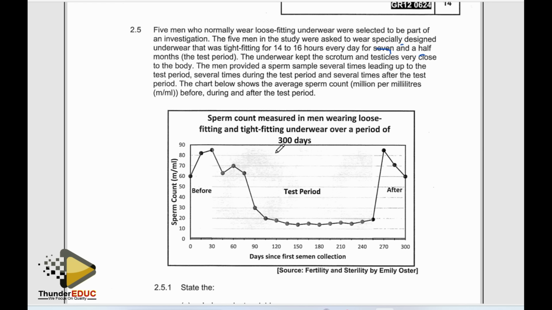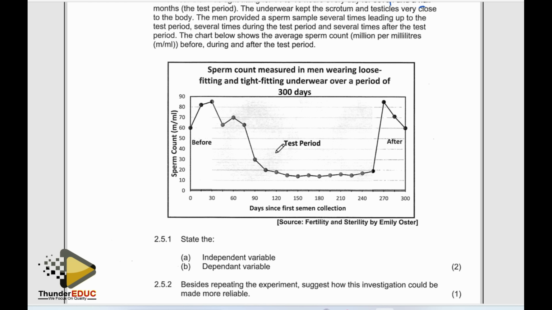The chart below shows the average sperm count, million per milliliter. Guys, it means that you have a lot of sperms just on a small spoon, like 100 million sperms, before, during, and after the test period. Okay, let's start. Before, check the sperm. These are millions, guys. Don't forget, these are million sperms. 300 days.